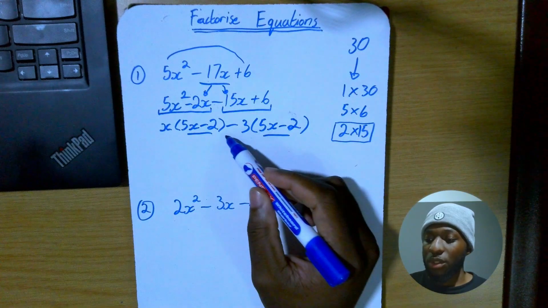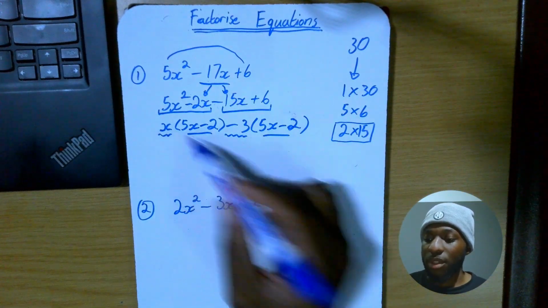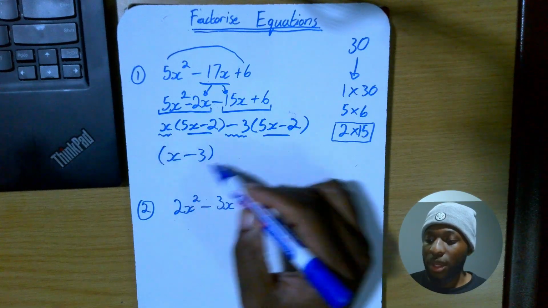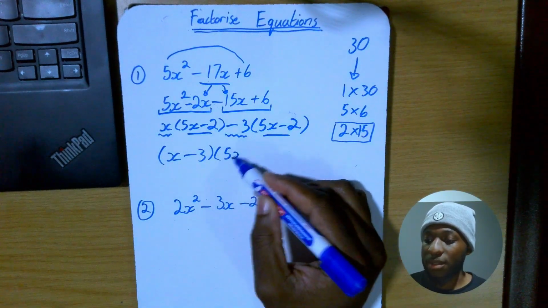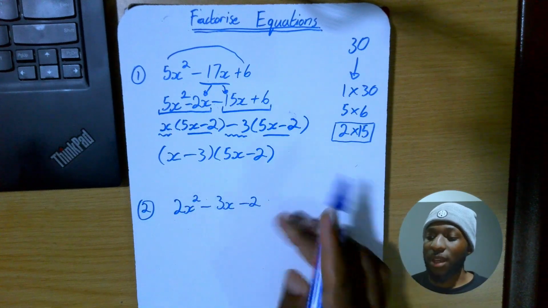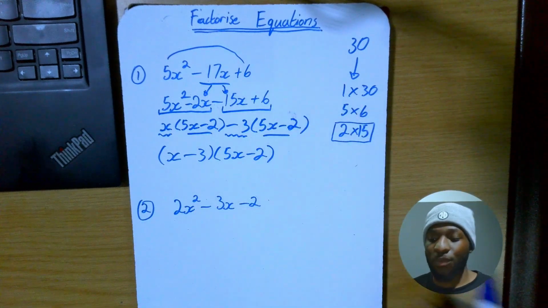So what we are left to do is to simply group these and put them together. So we'll have x minus 3 close bracket multiplied by 5x minus 2. And this is how we factorize this expression by grouping.